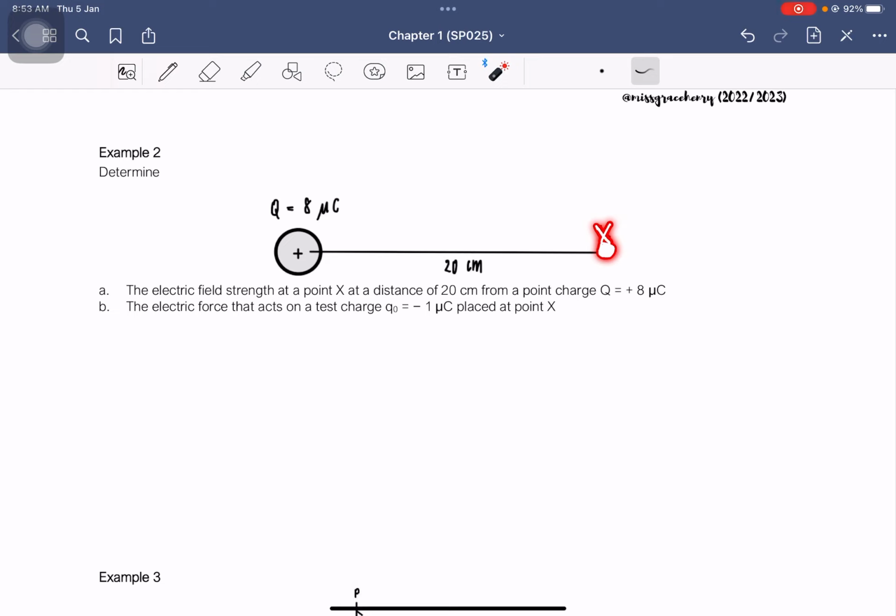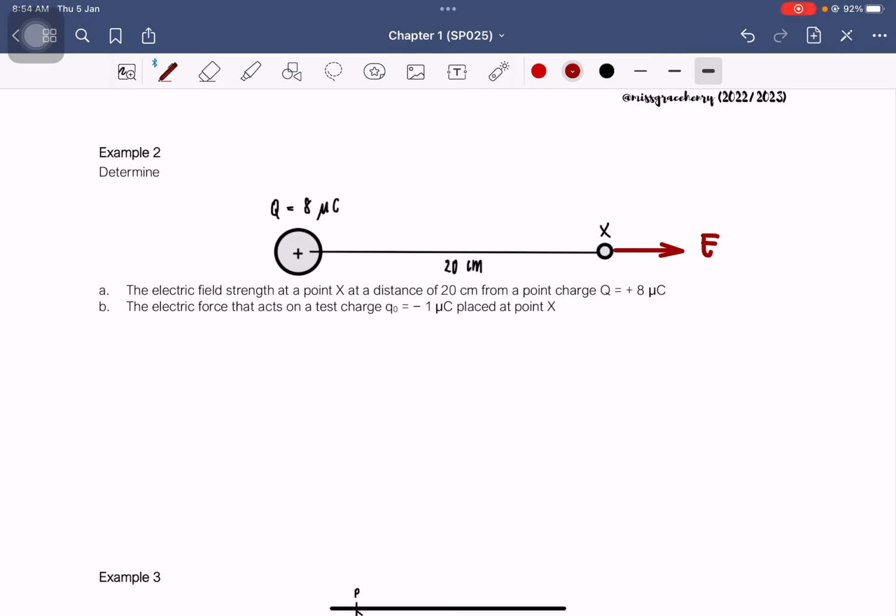So for now, this is a positive charge. What you need to remember is the electric field for a positive charge will be pointing outwards. So if we focus on this direction, it is telling us that the electric field strength will be pointing to the right at point X. This is here, and this is E, on just one charge. So the electric field will be pointing to the right.